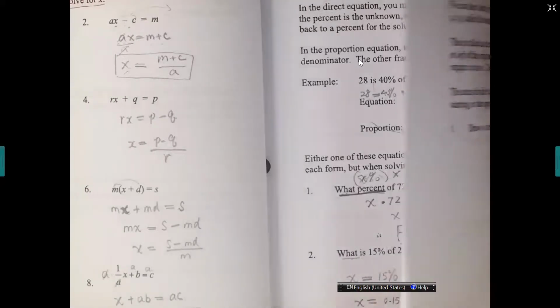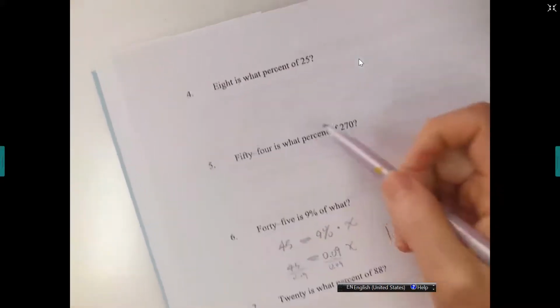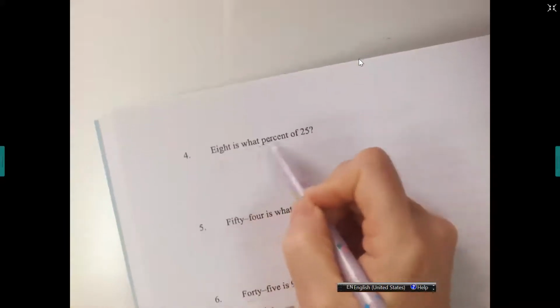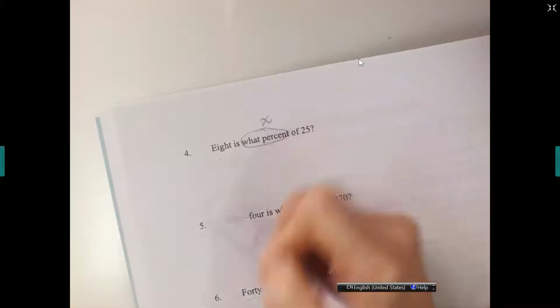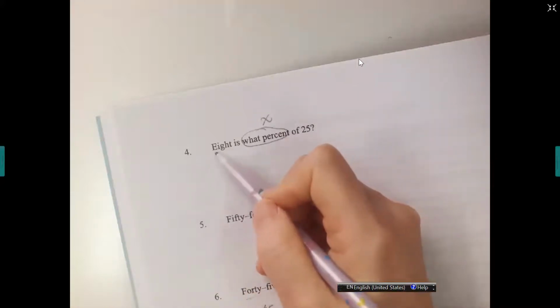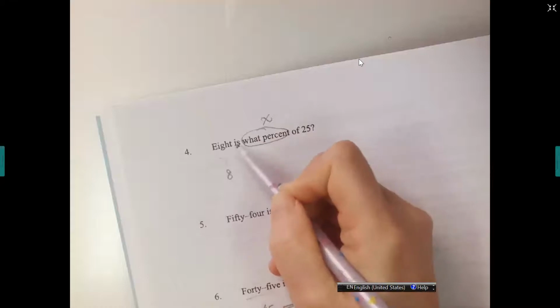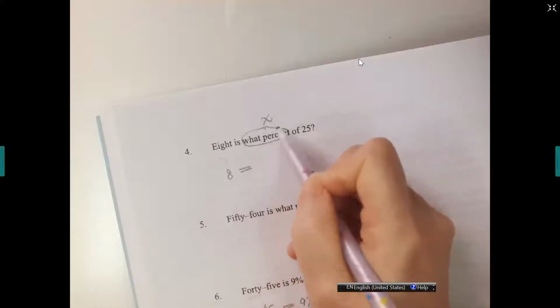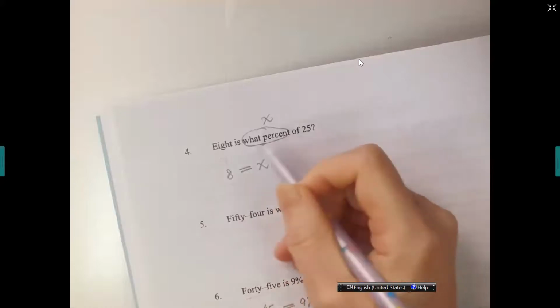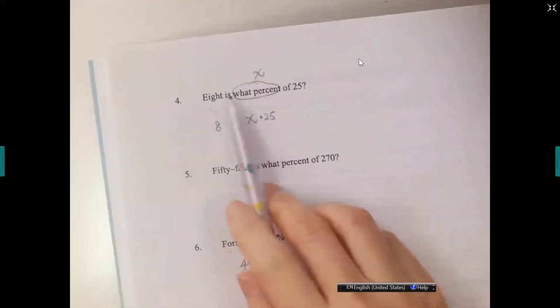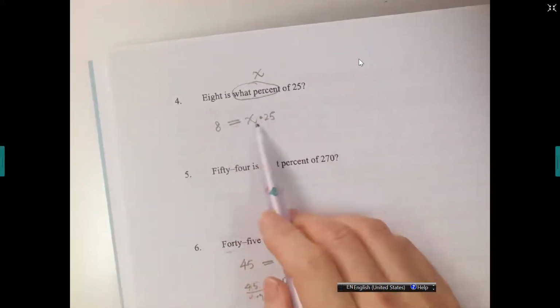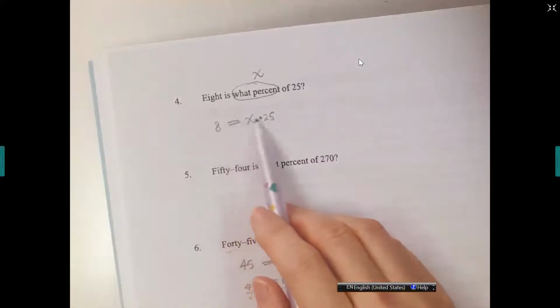Okay, and I want to give you just one more example. Let's look at 8 is what percent of 25? Again, what percent, this number, we let it be x. Then do the translation. 8 means the number 8. Is means equals. We see the number x, that's x. Of means times 25. So this sentence is translated into 8 equals x times 25.